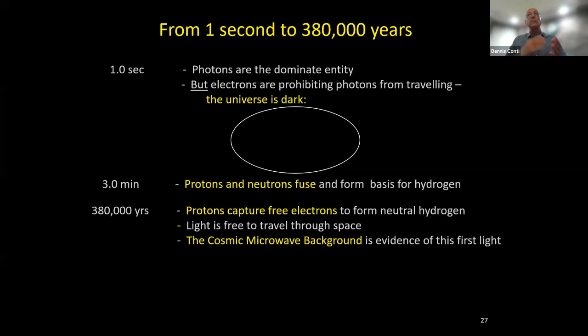And at that point in time, 380,000 years after the universe began, we see evidence of that because we look back in time and we see what's called the cosmic microwave background. The light that started 380,000 years after the Big Bang has come toward us now and has moved into the microwave. And I'm going to talk about how that happens in a minute.